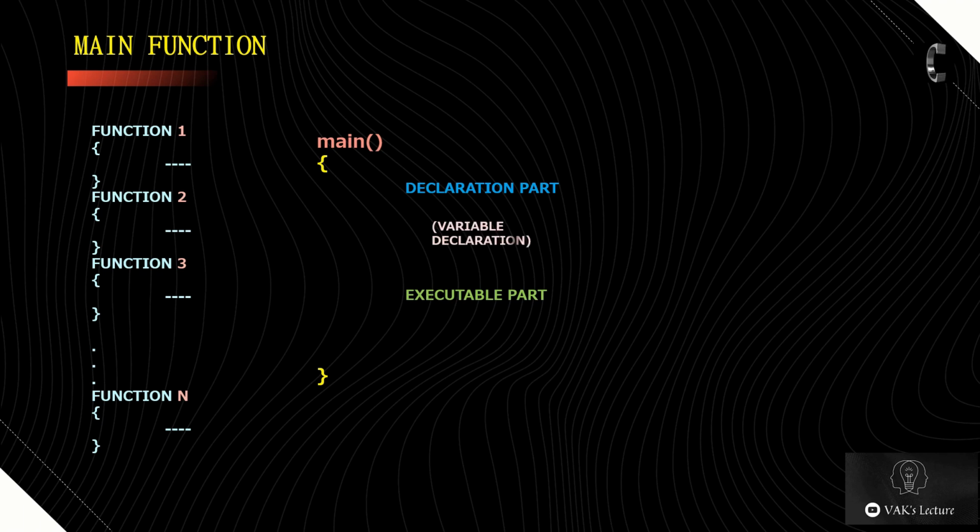In the declaration section, we declare the variables. It means if you want to use any variable in any statement, before that we have to declare it. So the variable must be declared before using it. These can be declared in the declaration part. Executable part means from where the execution will start. That part is called the executable part. Both declaration and executable parts are placed inside the curly braces.